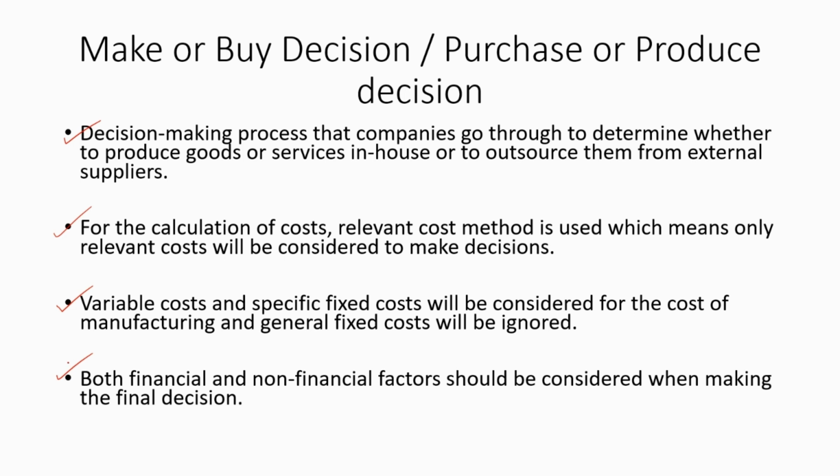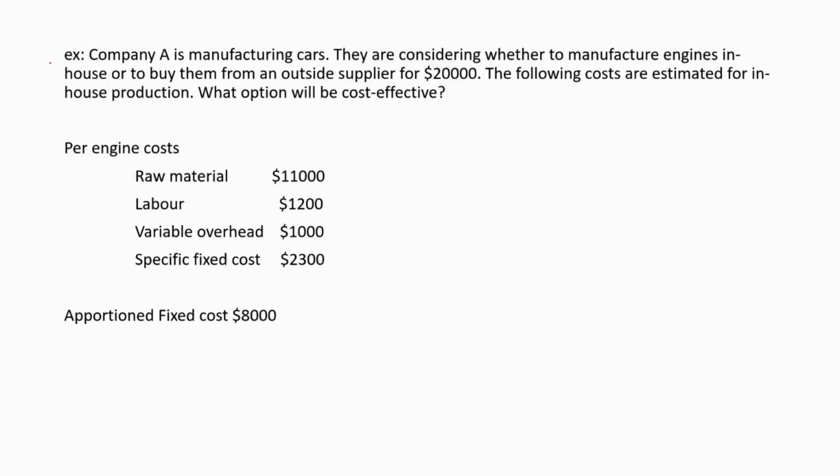When there are limiting factors, companies cannot fulfill the market demand. So then they have to decide what components or products to make in-house and what components or products they have to buy from outside suppliers. This is because there are limiting factors or limiting resources. Now let's do this example so you can understand the basics of make or buy decision.